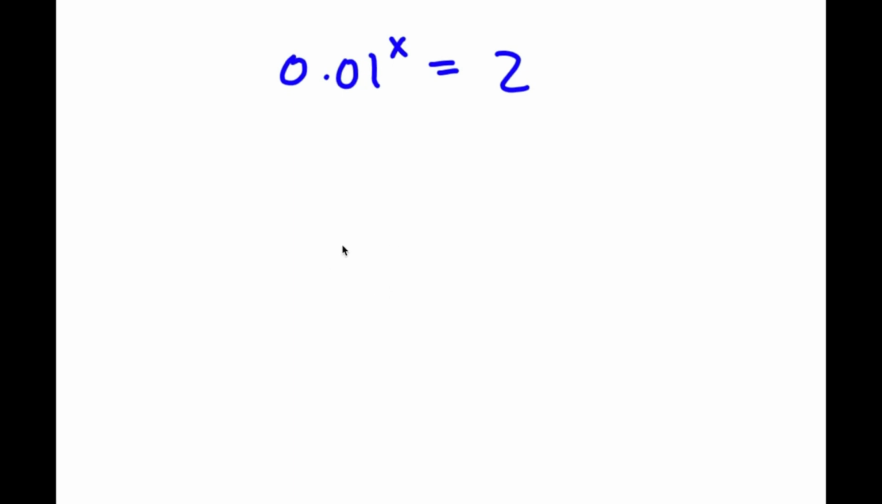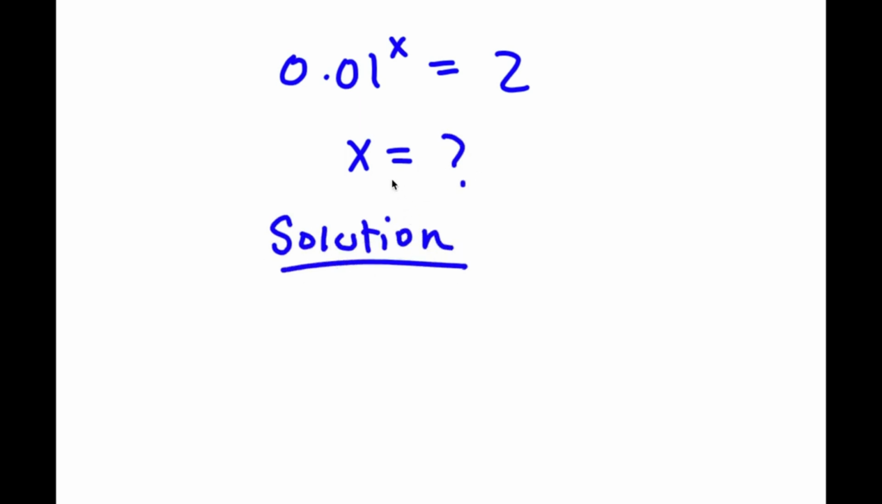Alright, so in this problem, I have 0.01 to the power of x is equal to 2. So I want to find the value of x here. So for my solution, first start with 0.01 to the power of x is equal to 2.